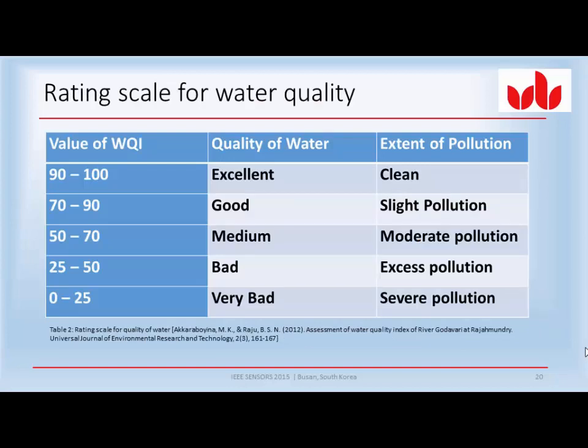In terms of the water quality index, this is how we could give the information to a layperson about the quality of water. If the water quality index value is between 90 and 100, it's excellent; 70 to 90 is good; 50 to 70 is medium; 25 to 50 is bad; and 0 to 25 is very bad, which means severe pollution.